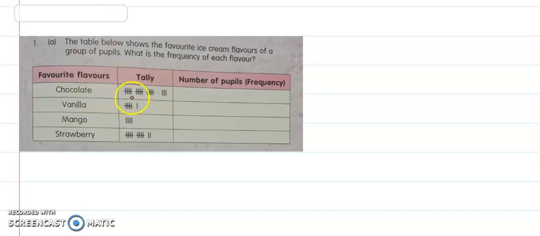For chocolate, this tally is 5, 5, 5, that is 15, and 3, so 18. So I will say the number of students whose favorite ice cream flavor is chocolate is 18. For vanilla, if we look at this one, there are 4 lines. It means the tally is 4, and the frequency is 4. Strawberry is the favorite of 12 students. So this is a way to represent the data in a different way.